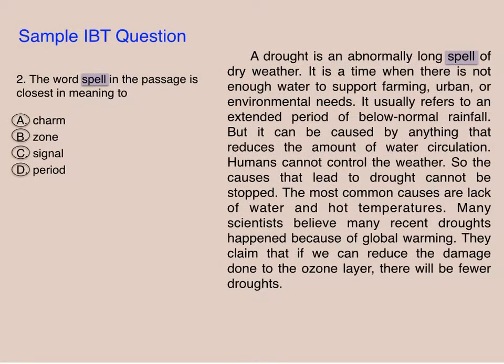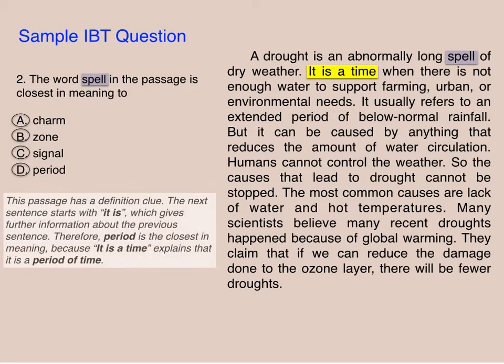Sample iBT question 2. The word spell in the passage is closest in meaning to A. Charm, B. Zone, C. Signal, D. Period. Let's look at the passage and find the word in the first sentence. A drought is an abnormally long spell of dry weather. Now let's read the next sentence. It is a time when there is not enough water to support farming, urban, or environmental needs.